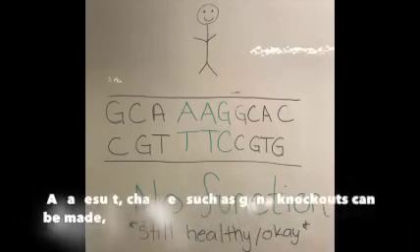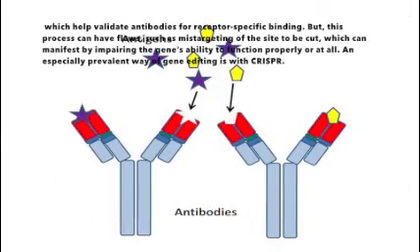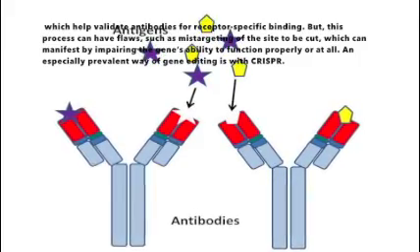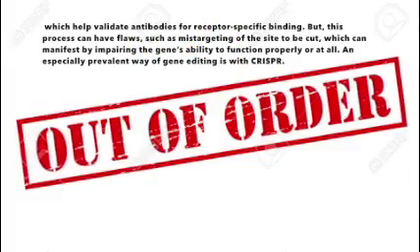As a result, changes such as gene knockouts can be made, which help validate antibodies for receptor-specific binding. But this process can have flaws, such as mistargeting of the site to be cut, which can manifest by impairing the gene's ability to function properly or at all.